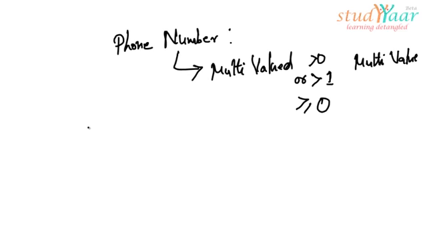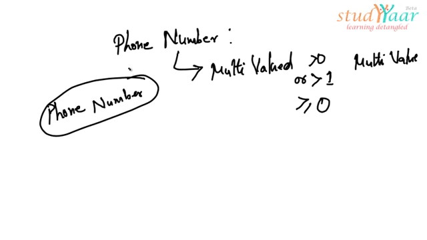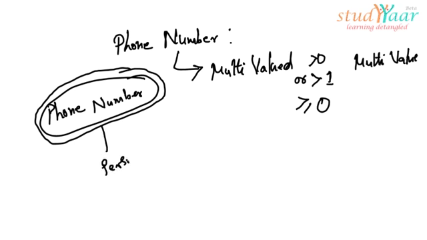Let's see how we represent a multi-valued attribute. A multi-valued attribute is represented as a double oval. That's the way to do it. This is a multi-valued attribute. Person has 0 or more phone numbers. Okay?